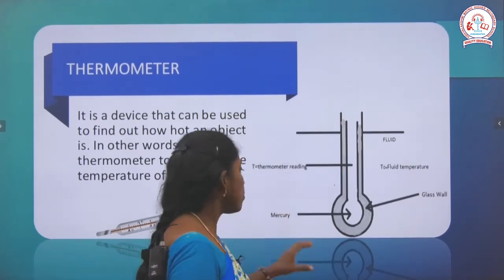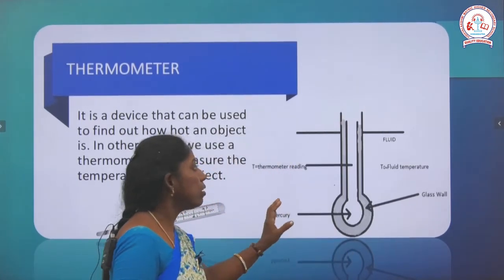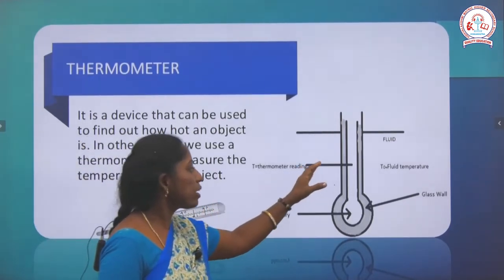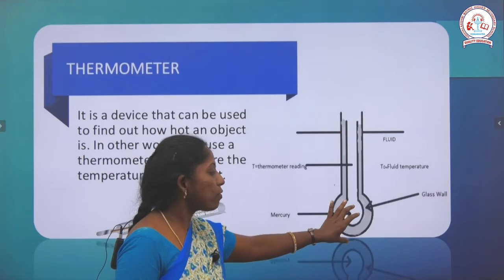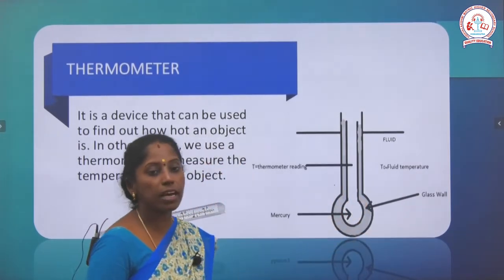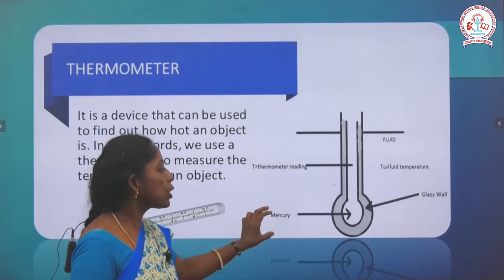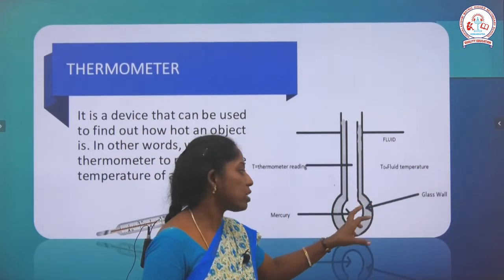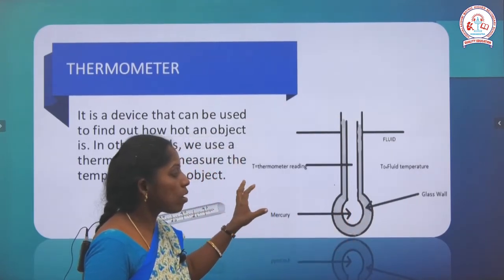We know that it is made up of a glass tube. This is the structure of this thermometer. It is made up of a glass tube. At the end of the thermometer, a small bulb-like structure will be there. That is made up of mercury metal. We know that mercury is a liquid metal. Mercury is very poisonous.